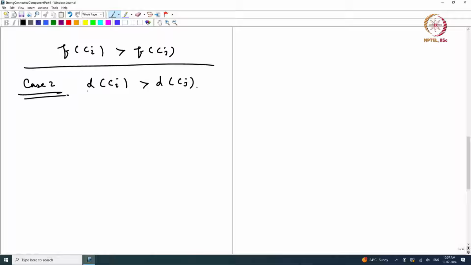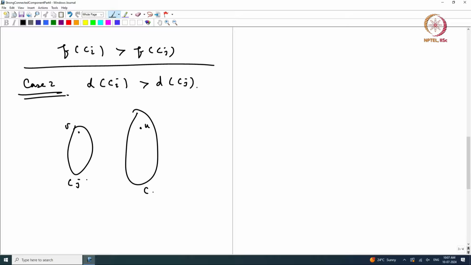So, Cj is here, there is some earliest vertex v in Cj, and then you have dCi, there is a vertex u with dCi. d of Ci is greater than d of Cj. In this case, there is an edge here, let us say xy, there is some edge from Ci to Cj.